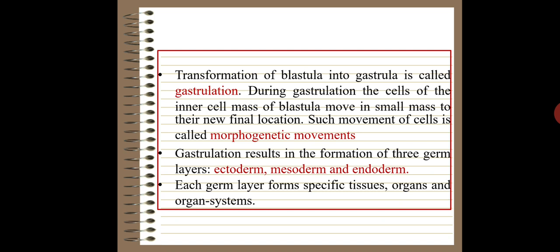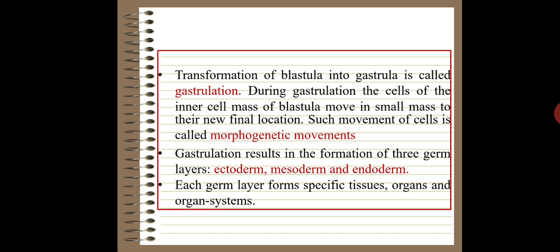Transformation of blastula into gastrula is called gastrulation. During gastrulation, the cells of the inner cell mass of the blastula move in small masses to their new final location. Such movement of cells is called morphogenetic movement. Gastrulation results in the formation of three germ layers. They are ectoderm, mesoderm and endoderm: embryonic ectoderm, embryonic mesoderm and embryonic endoderm. These are the three germ layers which form in gastrulation.